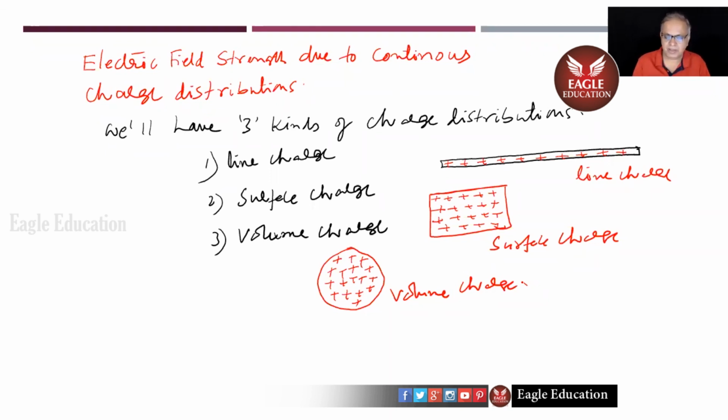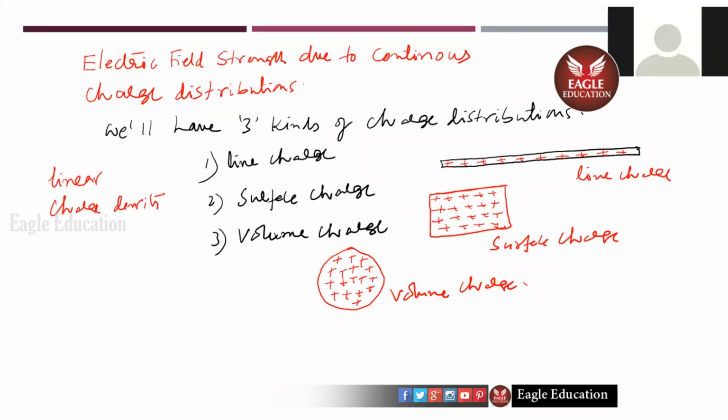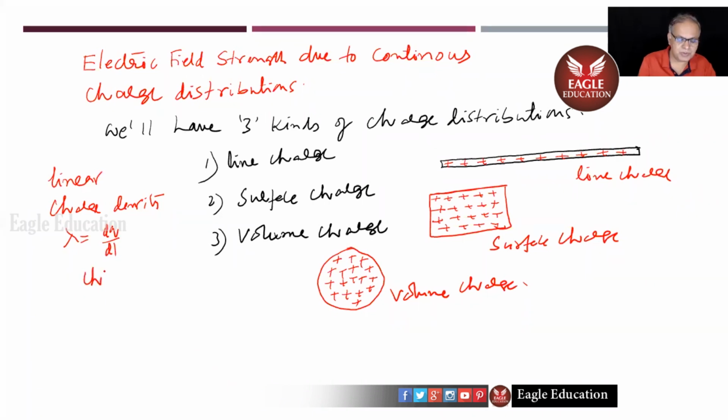Before we start, let me define three important quantities. Lambda, linear charge density. I hope you are writing. Sai Bharat, are you writing, or do you think this is not important? Yes, sir, I'm writing every point, sir. Right. Linear charge density, lambda equals dq by dl, that is, charge per unit length.